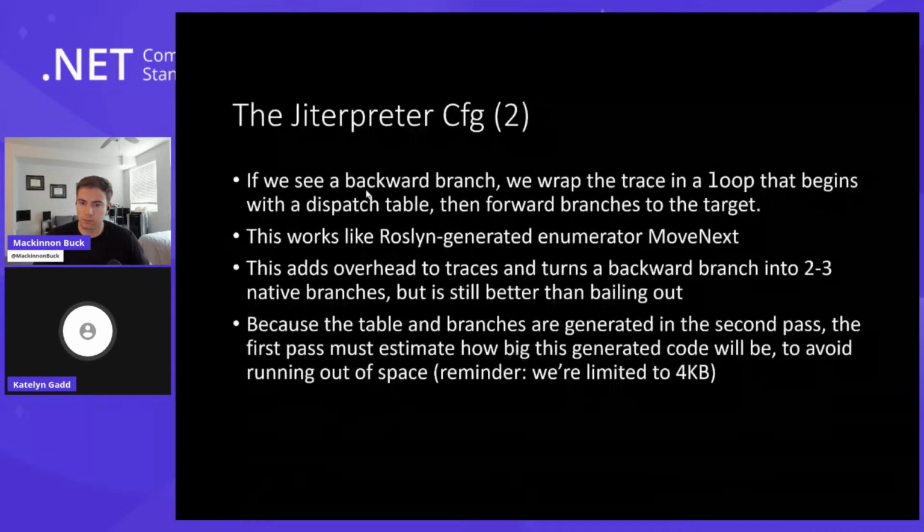This dispatch table adds overhead to traces. It makes backward branches much more expensive, but it's still way better than leaving a trace and going back into the interpreter. This is generated in the second pass, as I mentioned. It's not generated in the first pass. So this means that as the first pass goes, it needs to estimate how big all of this generated code will be to make sure that we stay under that 4 kilobyte limit.